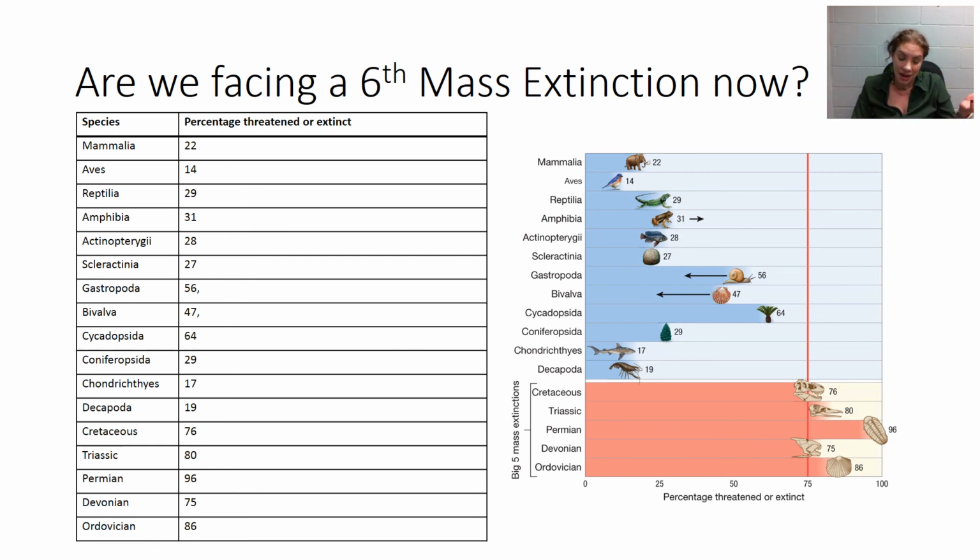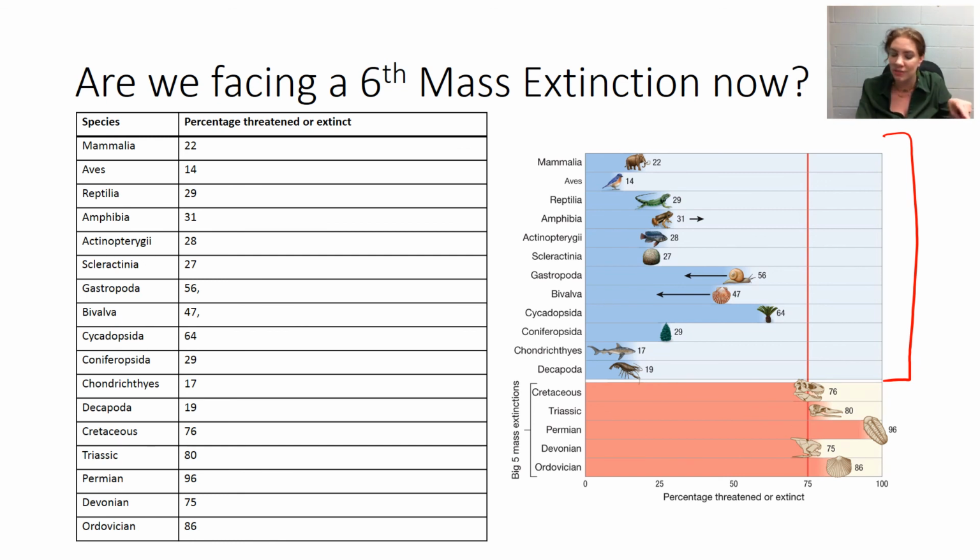What you're looking at are basically the percentage of animals that are threatened or already extinct. And the stuff on top, this is the modern day stuff. So mammals about 22%, birds about 14%, reptiles 29%, amphibians 31%, and climbing, thanks fungus. Some of the fish 28%. Gastropods, like snails, like our euhadra snails, 56%, but it's decreasing.